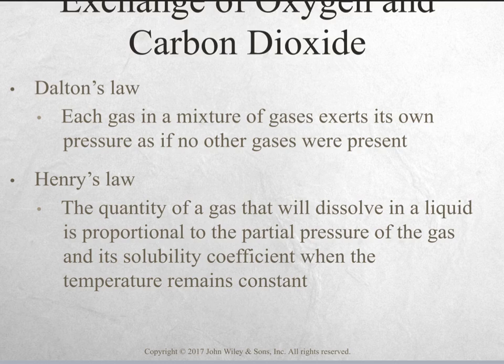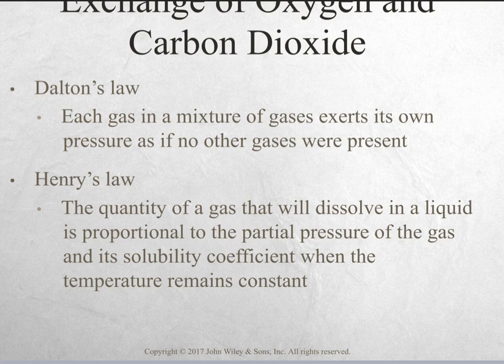Henry's law is going to state that the quantity of a gas that will dissolve in a liquid is going to be proportional to the partial pressure of the gas and its solubility coefficient, assuming that temperature is going to remain constant. Now, we are going to look at what happens to the amount of gas that's dissolved when temperature changes. We'll look at that when we look at the oxygen saturation curve a little later in this lecture.